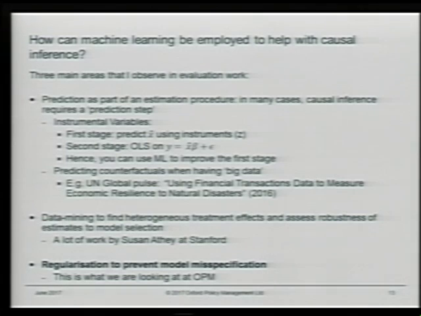One example is instrumental variables approaches. Very simply, you have your outcome, you have endogenous variables, you have your instruments.